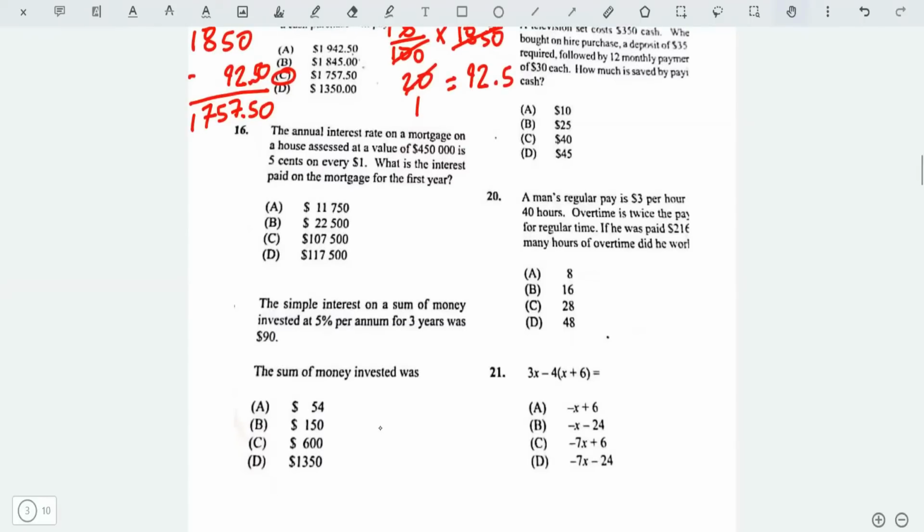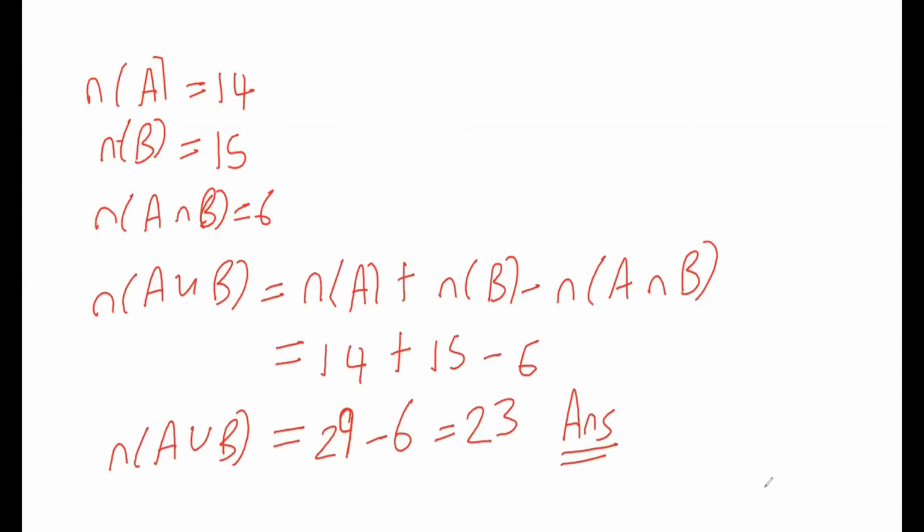Okay, the next part says the annual interest rate of a mortgage on a house is assessed at a value of 450,000 is 5 cents on every dollar. So 5 cents on every dollar. So let's go to the whiteboard under that. Look at this. Let me draw the arrow. Come here. 5 cents for every $1.